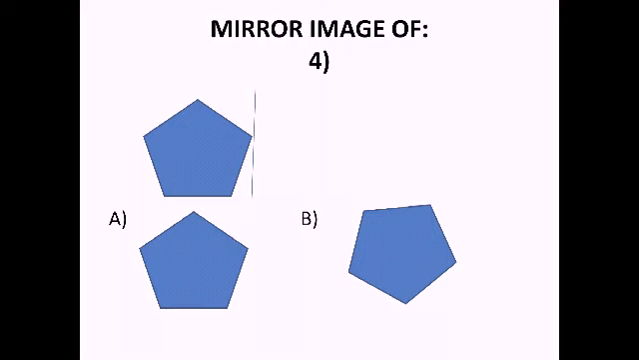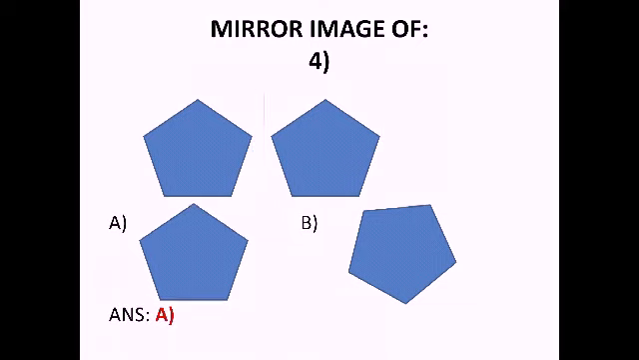So a pentagon is given and a mirror is kept at the side. So tell me which one from option A and B will be its mirror image. Okay, so you might have got the right answer. Option A is the right answer. Why? Look here, now the pentagon, whichever side you put in front of the mirror, it will appear the same. So A is a correct answer, and you will ask, ma'am, why not B?